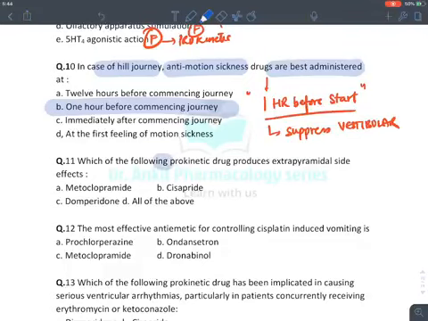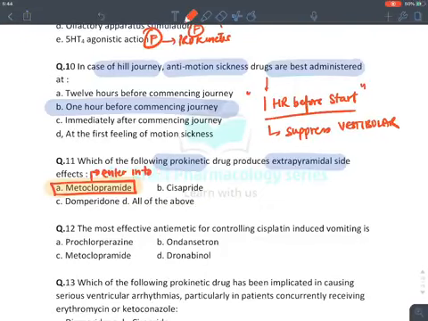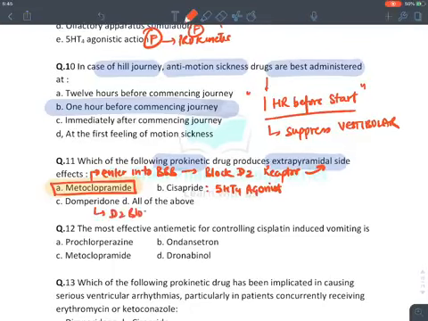Which of the following prokinetic drugs produces extrapyramidal effect? The answer we have already discussed: the drug which was entering the blood-brain barrier was metoclopramide. It enters the blood-brain barrier and blocks D2 receptor, which may produce Parkinson's-like effect. What about cisapride? Remember, cisapride is a prokinetic drug. It is a serotonin or 5-HT4 receptor agonist. Domperidone is also a D2 blocker, but remember, domperidone does not cross the blood-brain barrier.